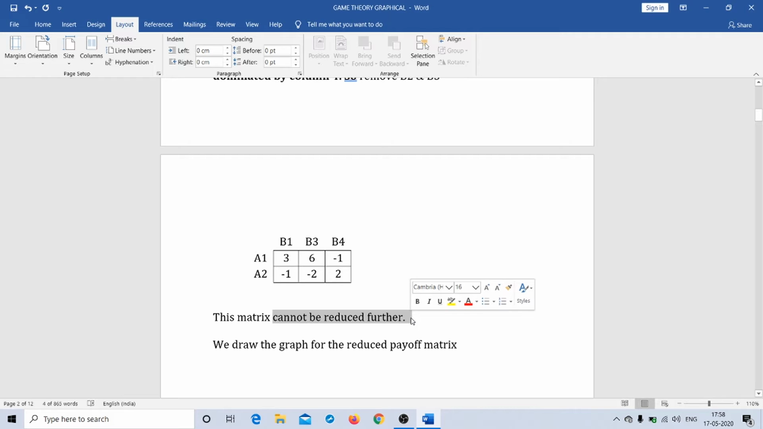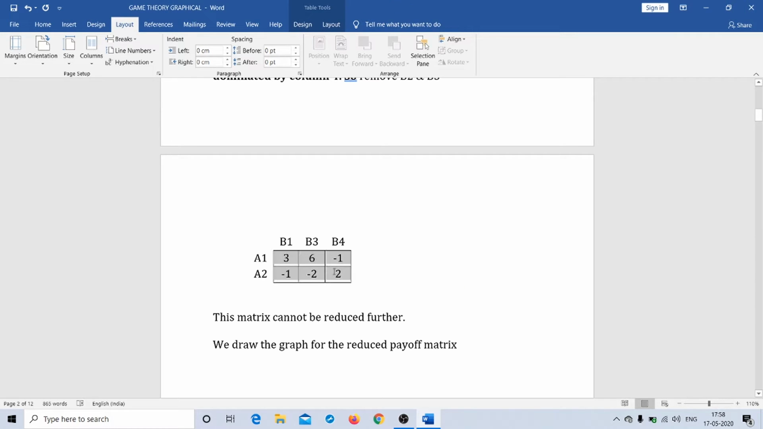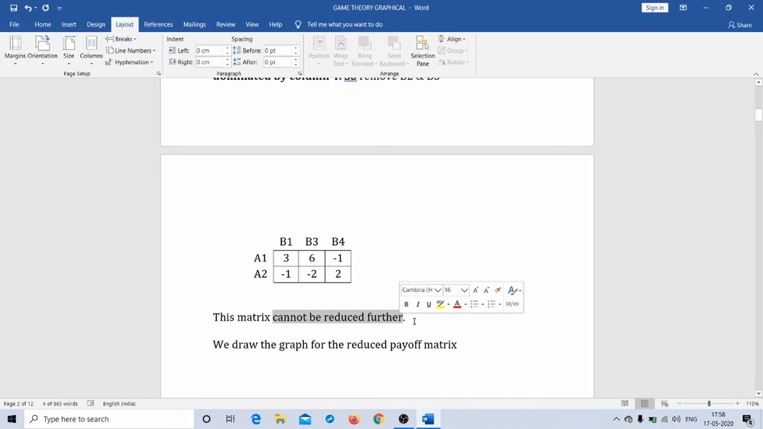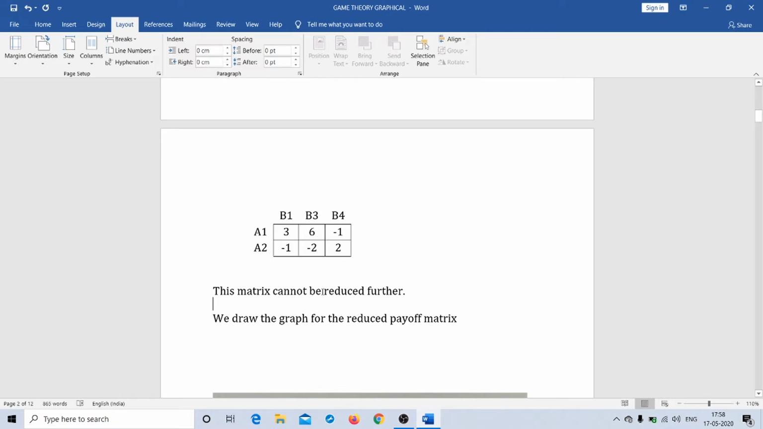Understand? This matrix cannot be reduced further. And you very well know that if the payoff matrix is not 2 cross 2, then I cannot implement the algebraic method or arithmetic method. And that is where the graphical method or the graphical approach plays a very important and vital role. So once I conclude that I cannot reduce the matrix, I draw the graph for the reduced payoff matrix.